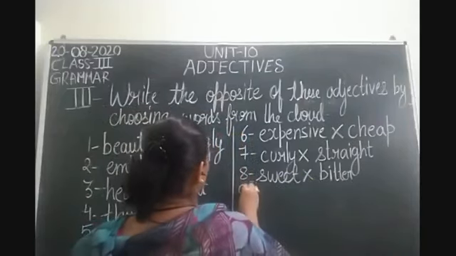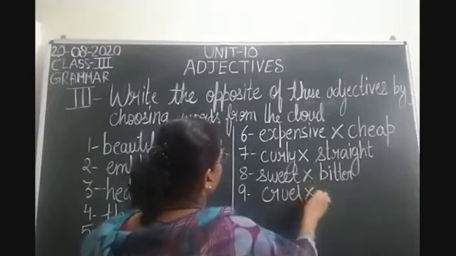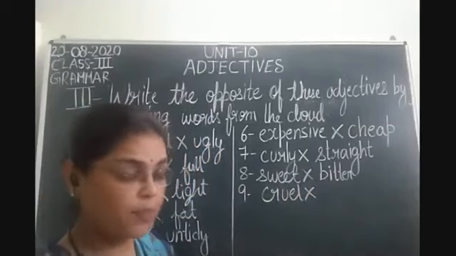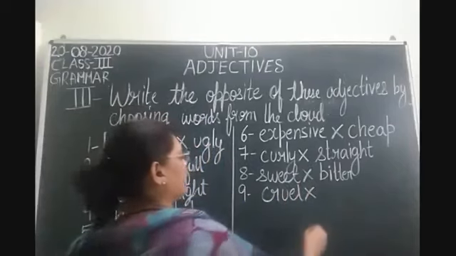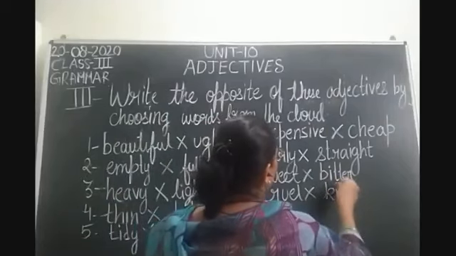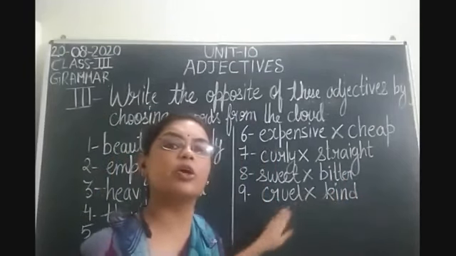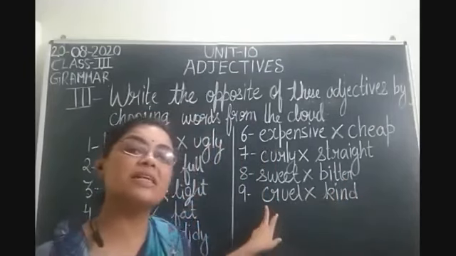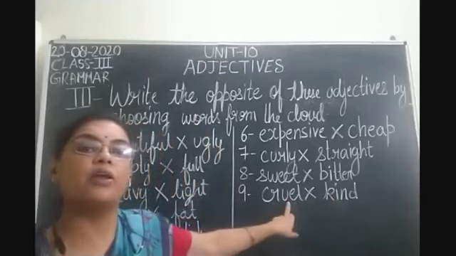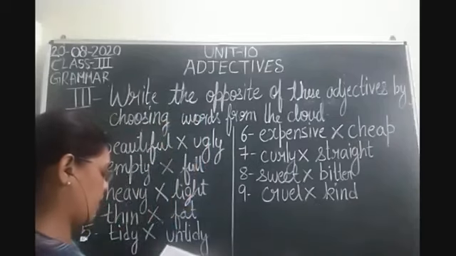Now the ninth word is cruel. क्रूएल कौन बेटा? जिसको दूसरों के लिए बिल्कुल भी दया ना हो, वो क्या है? क्रूएल. एंड द ऑपोजिट ऑफ क्रूएल इज kind. The opposite of cruel is kind. Cruel, kind. Kind, cruel. The spelling of cruel is C-R-U-E-L. Cruel, kind. Kind, cruel.